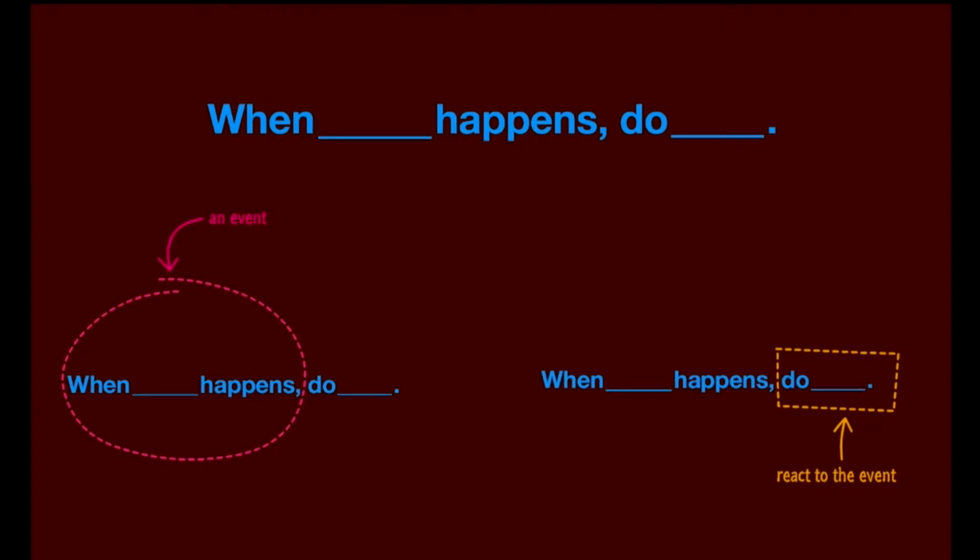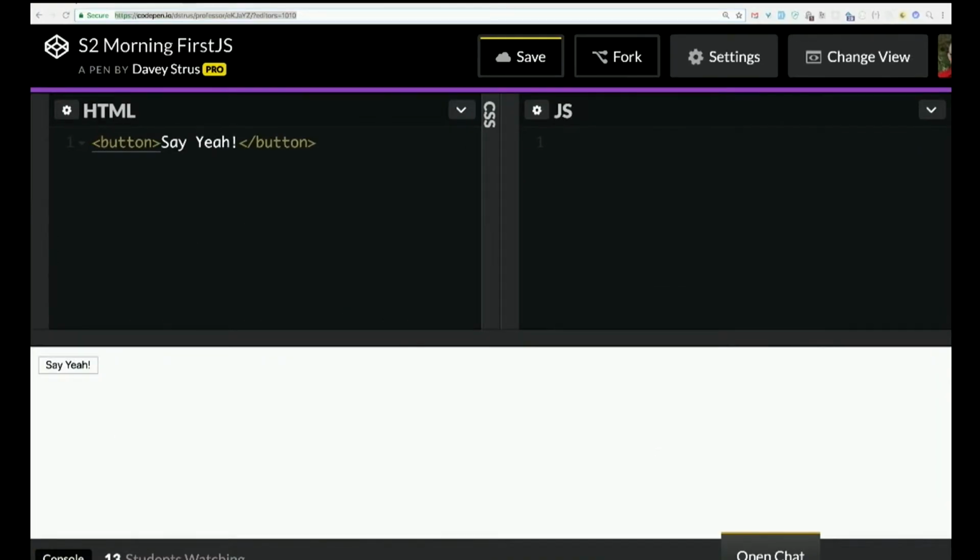Here's what I'm trying to say. When something happens, do something else. So when what happens? An event of some kind, do something else. React to that event. That's an awful lot of what we're going to be doing in this class. So let's do it right now.